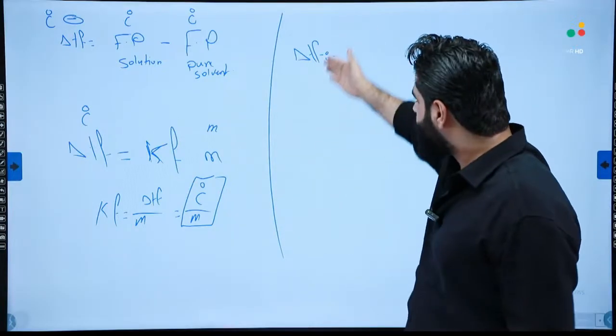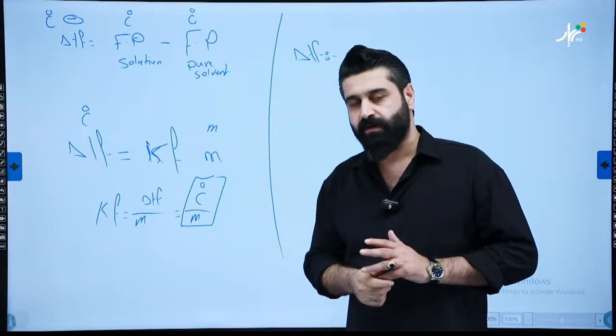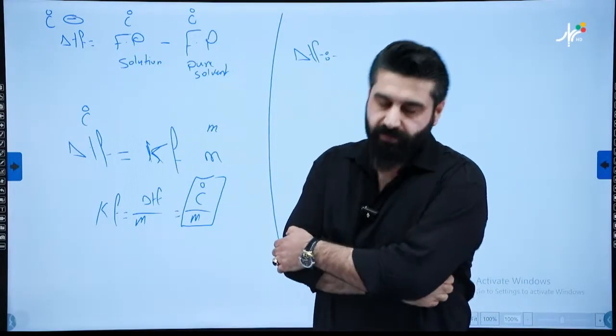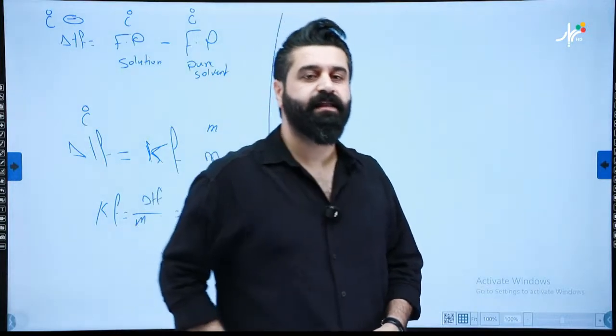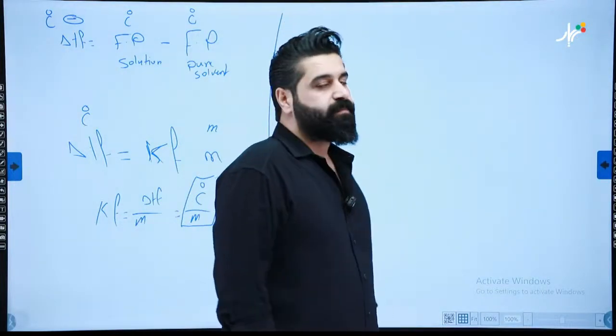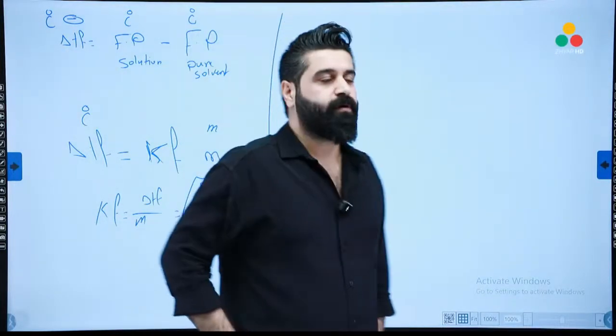Okay, so I'll repeat all the names for delta TF. The first one, freezing point depression. The second one, change in freezing point. The third one, freezing below the normal freezing point.